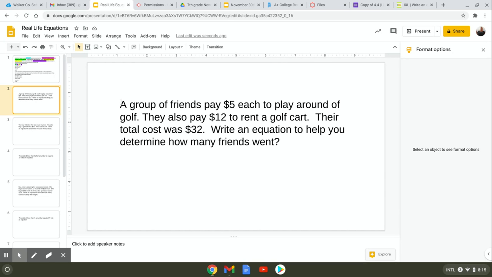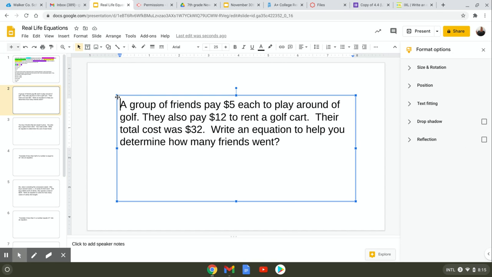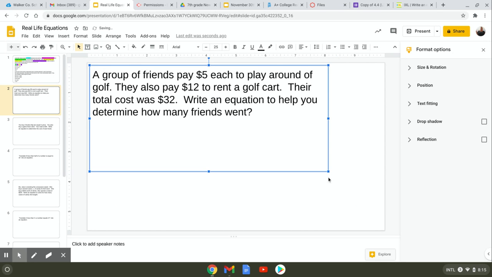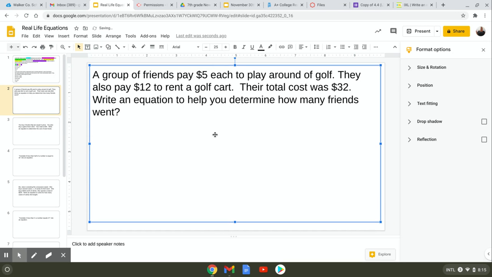So this one says, I'm going to go ahead and move it up so we make sure we have plenty of room. This one says a group of friends pay $5 each to play a round of golf. They also pay $12 to rent a golf cart. Their total cost was $32. Write an equation to help you determine how many friends went. Okay, so we have a group of friends. We don't know how many there are, but we know that they pay $5 each.